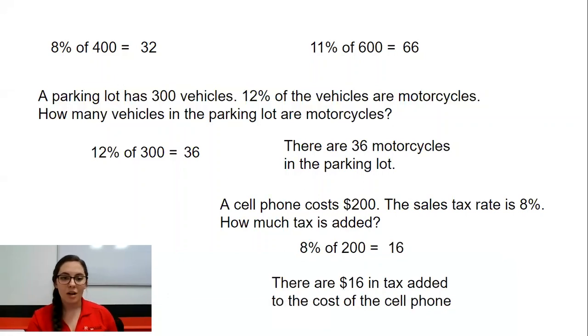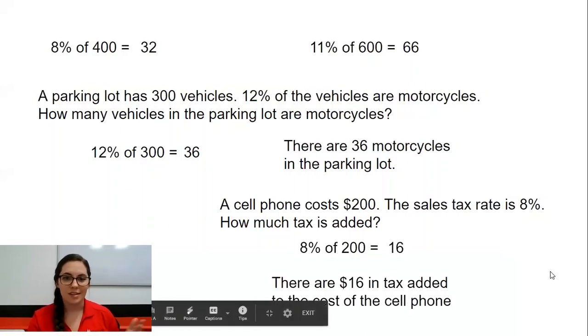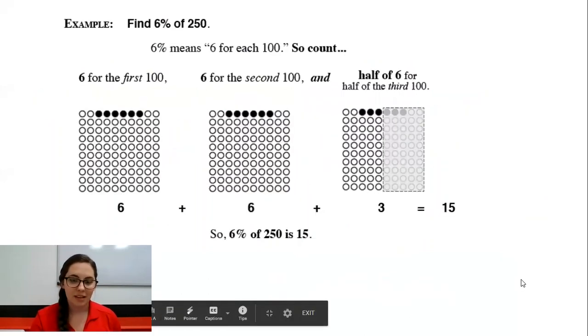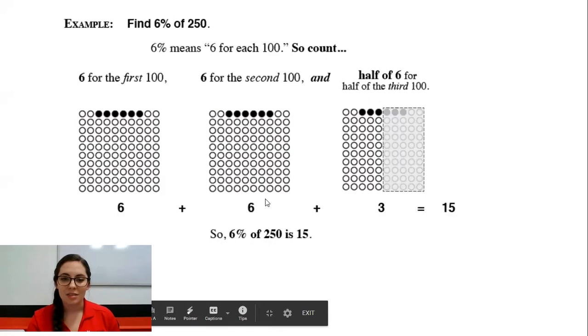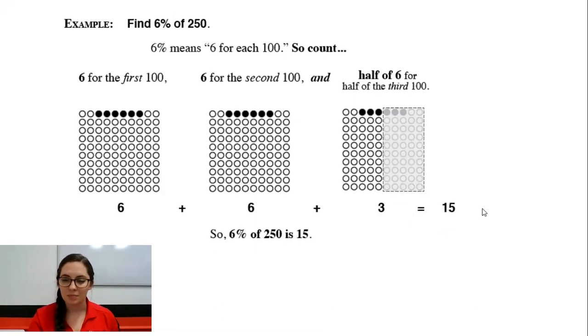Right? Now, not all of the numbers that we're going to work with are nice, pretty numbers like 400 and 600. Sometimes we end up with numbers in between, like 250. So what we're going to do here is we're going to split it into the hundreds and then the half groups of hundreds, or the 50s. So if I want to take 6% of 250, I'm going to do 6 for the first 100, 6 for the second 100, and then right here I'm going to do 3. The reason I do 3 is because 50 of my 250 is half of 100, so I'm going to take half of 6, which is 3. So altogether I'm going to have 6 plus 6 plus 3, which gives me 15. So 6% of 250 is 15.